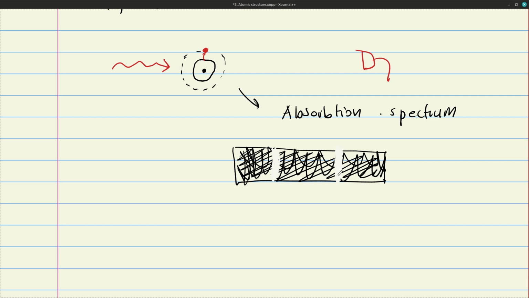Maybe I can finish it here and continue next time with how Bohr derived his result. Any questions or comments? All right, thank you.